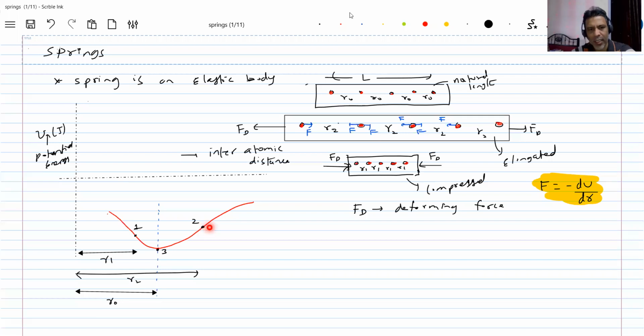So at point two, you check it. Slope is positive. If slope is positive, then F will be negative. What is this F? F is the restoring force. It is called the elastic restoring force. Got this? So how will this force act here? According to this particular formula, F negative means it will be attractive. It will act in such a way that it will bring the body back to its original shape.